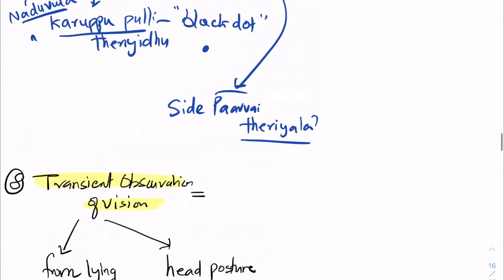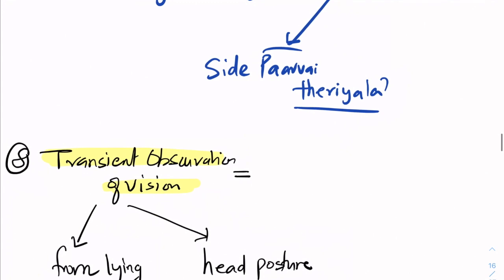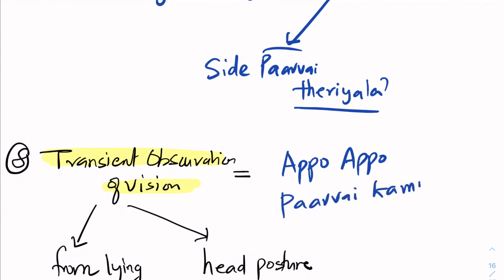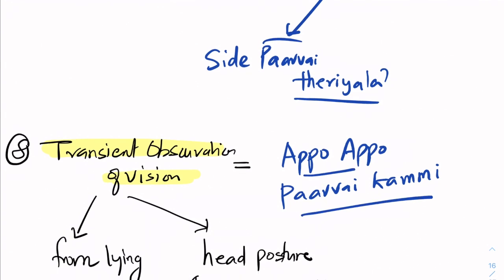Coming to the transient obscuration of vision. Very, very important symptom, especially in papilledema and some optic neuropathies. How can you ask this question? It's a transient visual loss. So you should ask the patient: appo means occasionally or intermittently. Parva kammi means we know what it is. Occasionally, do you have defective vision? That is one way to ask: parva kammi irka. Okay, that's one way to ask.